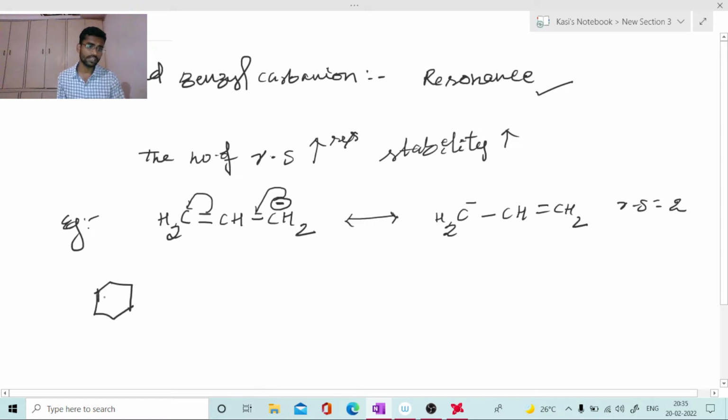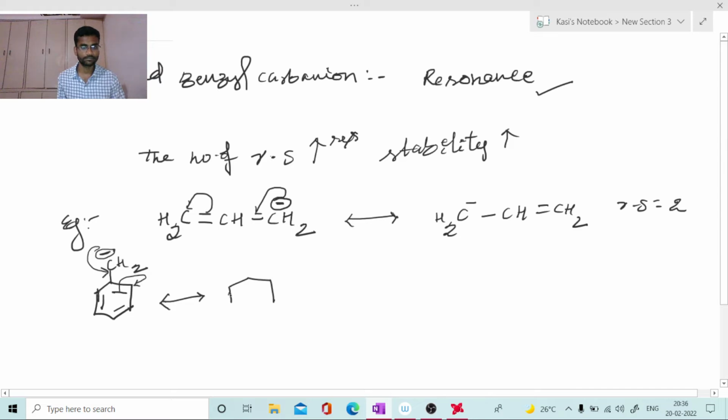Benzyl carbocation. See here, alternating double bonds will be present in the benzene ring, and here the CH2 group has the negative charge. Then this is known as the benzyl carbanion. The benzyl carbanion has four resonating structures. This negative charge can migrate to here, then this double bond can shift to this carbon, and we get a structure like this.